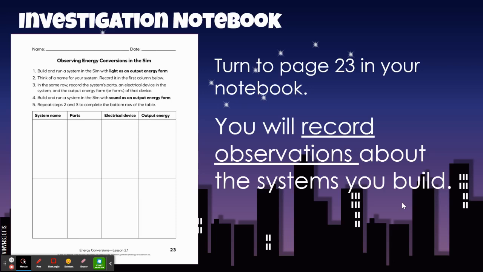So the directions say, in your investigation notebook, page 23, build and run a system in the sim with light as an energy output form. Think of a name for the system, something logical, please. And you're going to put it in the first column, right here under system name. In that same row, remember our row goes across, you're going to record the parts of and what the electrical device is and what the output energy form, or forms, because there could be more than one. Then you're going to do the same in the second row, but this time it will be sound as an energy output form. Okay, so let's try this.